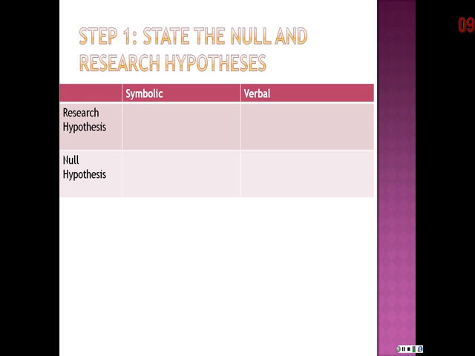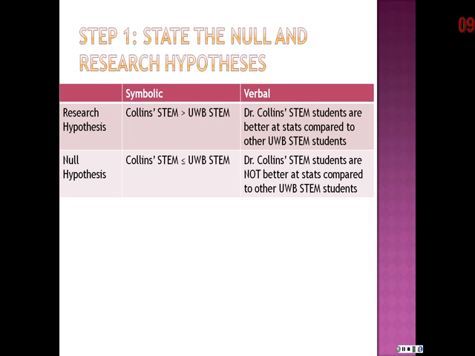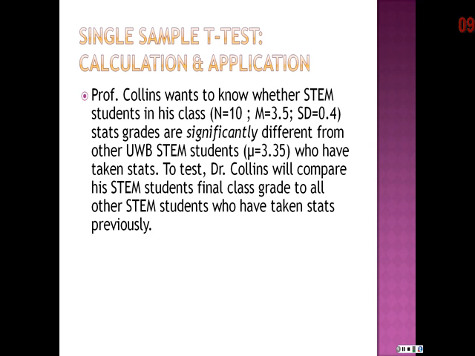So we need to state the null and research hypotheses both symbolically and verbally. Symbolically, we're basically saying Dr. Collins' STEM students are greater than UWB STEM students. Verbally, we'd say something like, Dr. Collins' STEM students are better at statistics compared to other UWB STEM students. The null hypothesis in this case is that Dr. Collins' STEM students are either less than or equal to other UWB STEM students. And we state that verbally, right? Dr. Collins' STEM students are not better at statistics compared to other UWB STEM students.